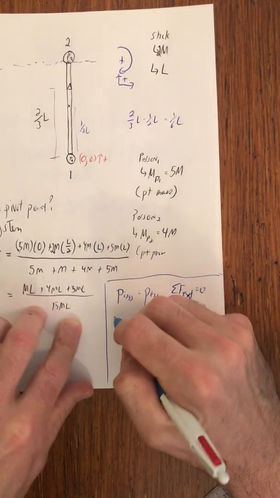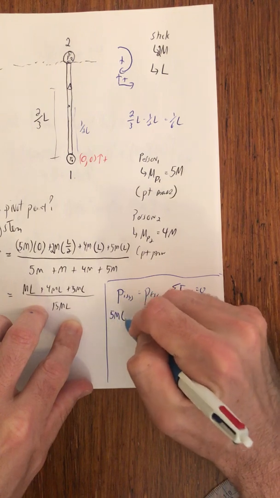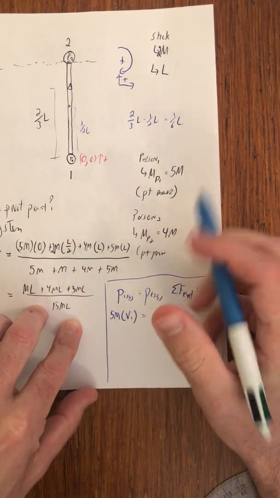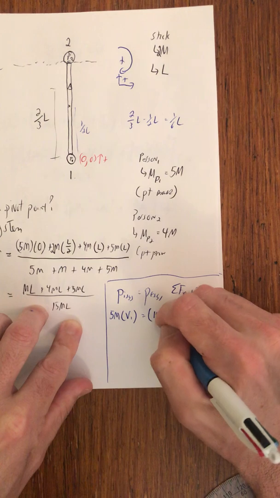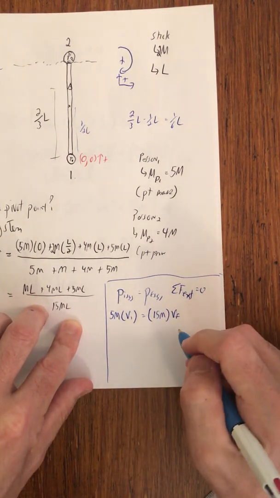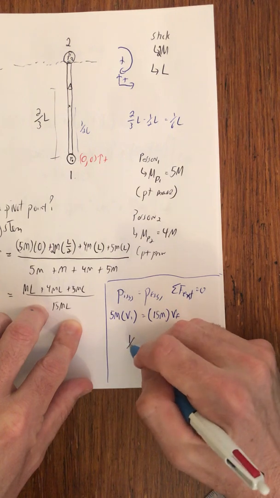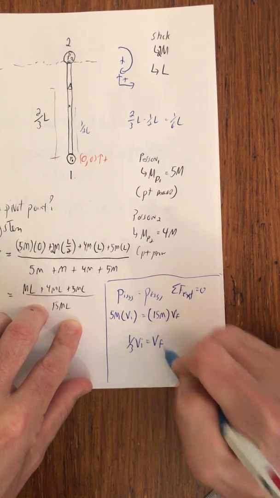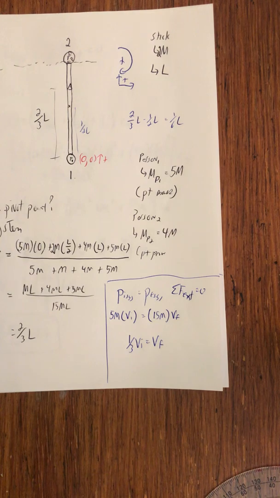Great, so here we go. That's going to be 5m times vi. And then what's the final mass of the system? It's just everything. We know that's 15m vf, right? And so what is that? Well, that's 1/3 vi is equal to vf. But what is that the vf of?